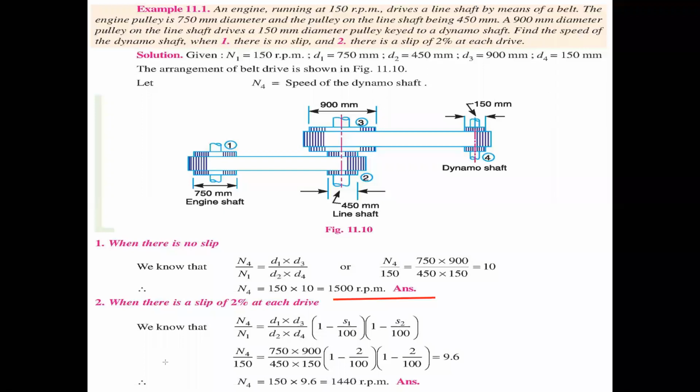Everyone, make a copy of the problem. That is the speed of our driven pulley, the dynamo shaft. And now we are going to consider the slip effect. The slip effect is 2% at each. So again, we may also consider here.